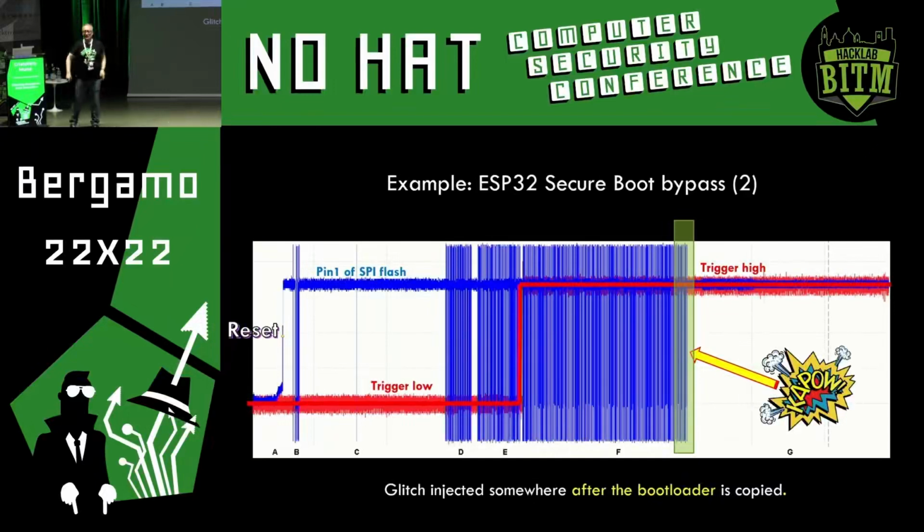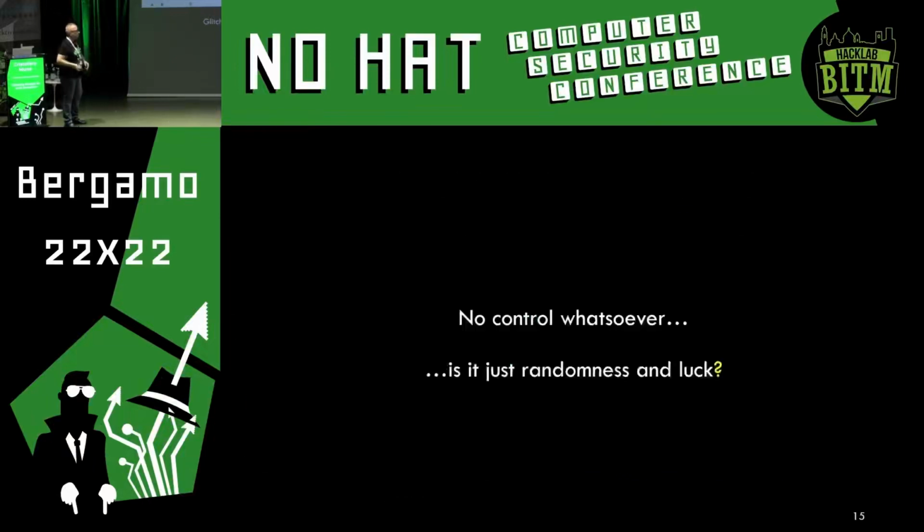We don't know what's happening. Go. See you in 3 days. If it succeeded, it succeeded. Secure boot bypass, done. Mission accomplished. Well, actually, this was pretty easy to do, but in general, the approach is that you glitch somewhere after the bootloader is copied. It's more or less around there.